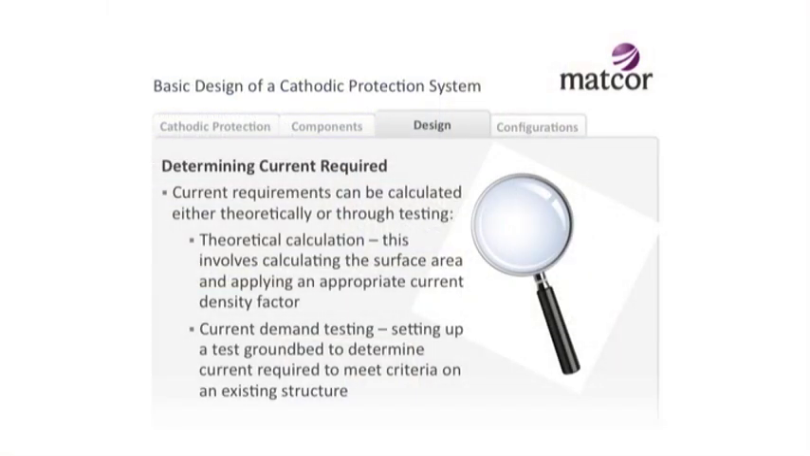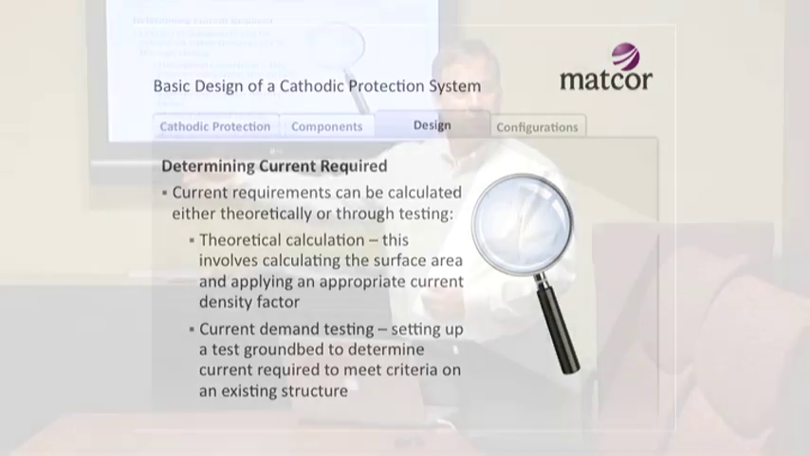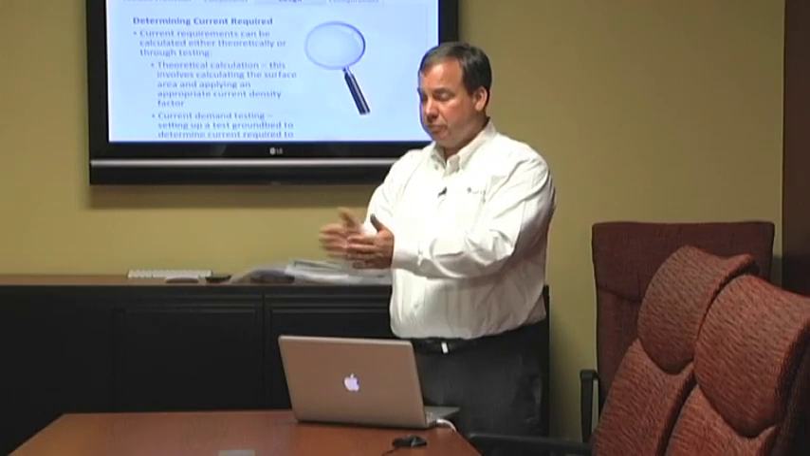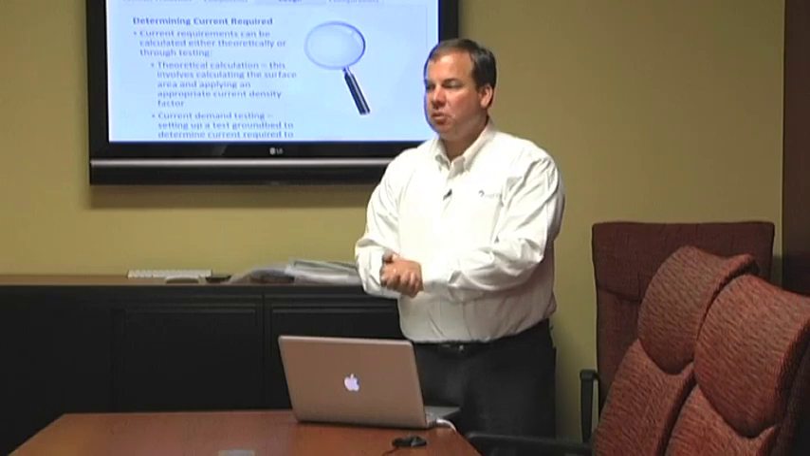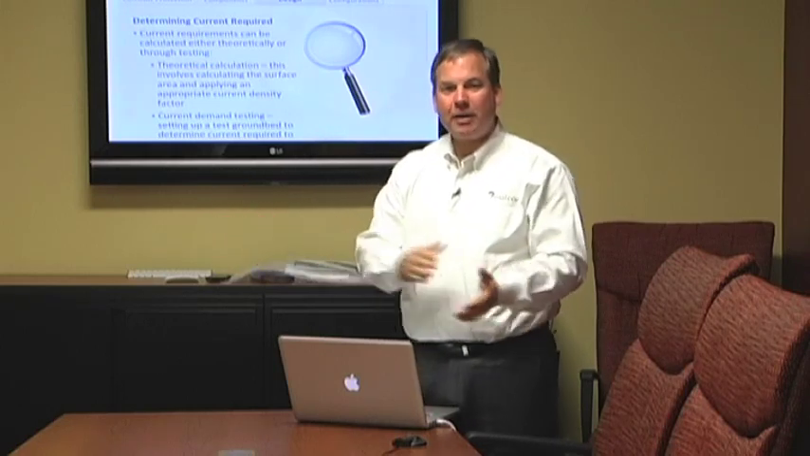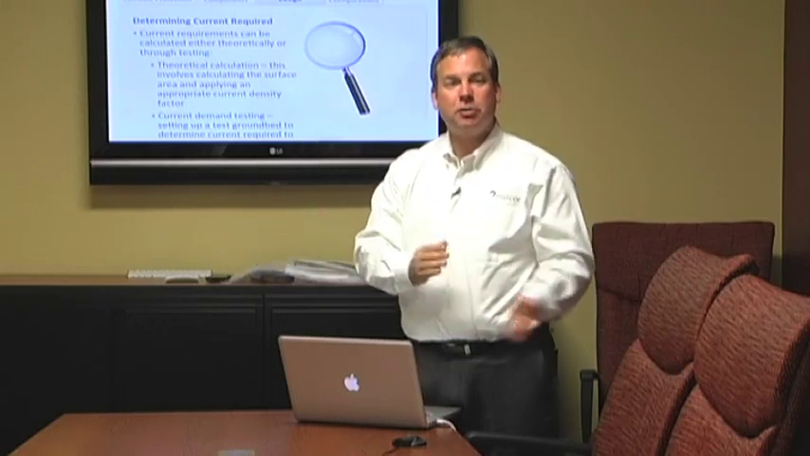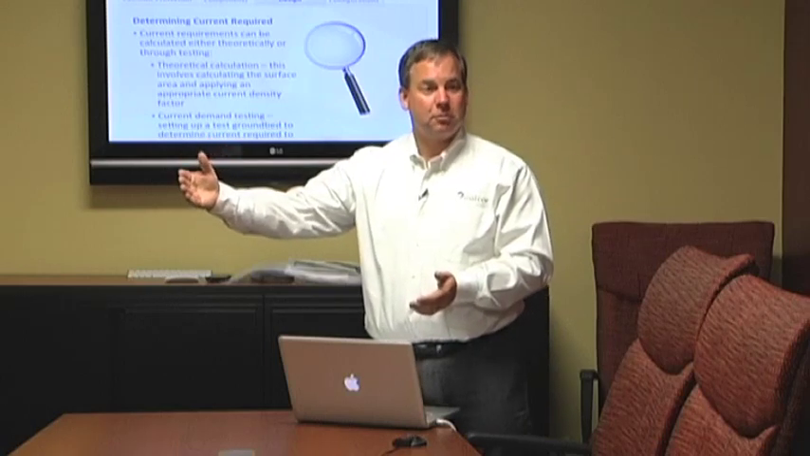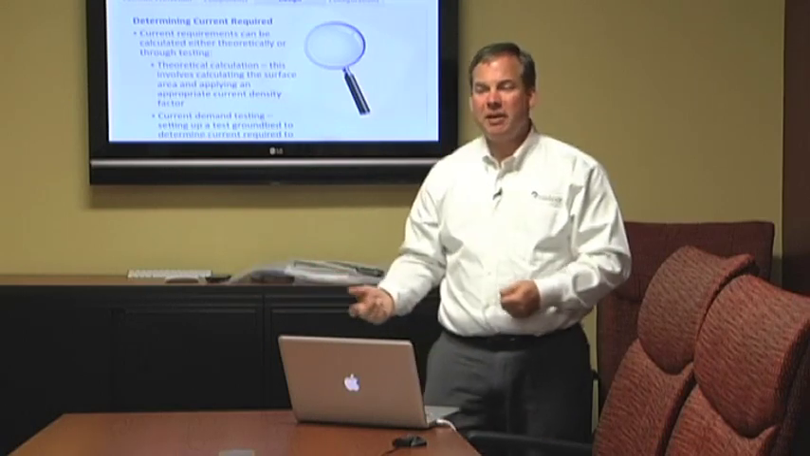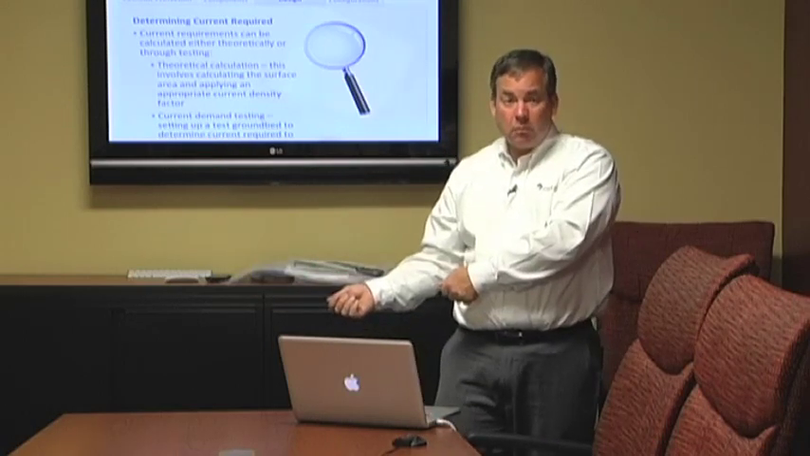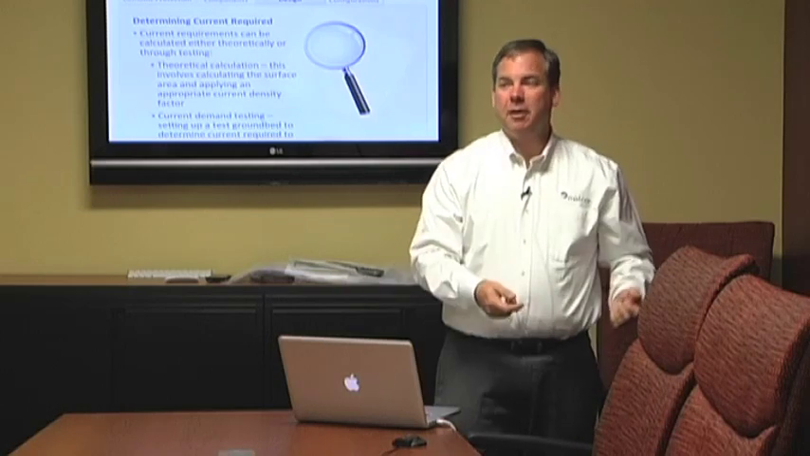Let's say I put 2 amps of current off this, and we can use a car battery for that. We actually have done that. We'll take a car battery, put a stake in the ground, hook the car battery up, and put a voltmeter on the structure. We'll say, oh, the structure shifted 15 millivolts or 20 millivolts. Based on that, I can extrapolate how much current I need to shift it 100 millivolts. So that's called a current demand test. Sometimes current demand tests work great. Many times we just estimate.